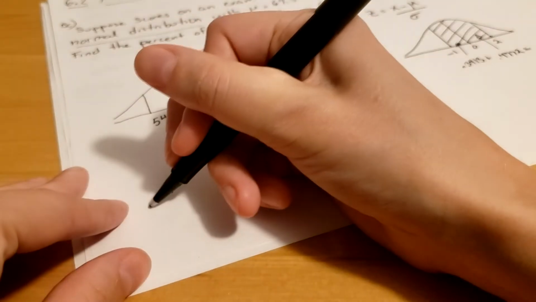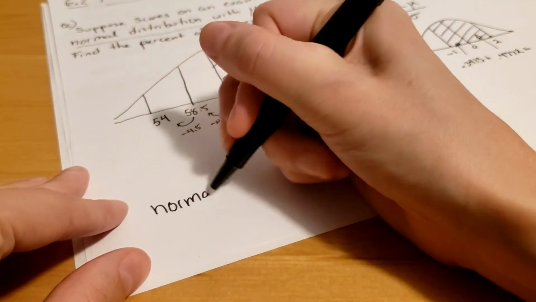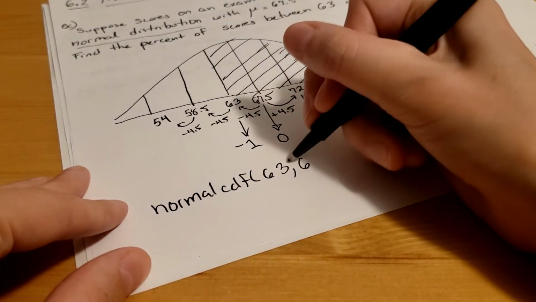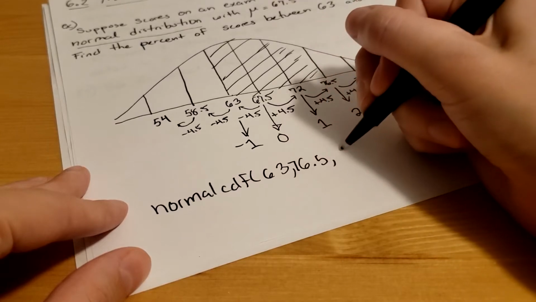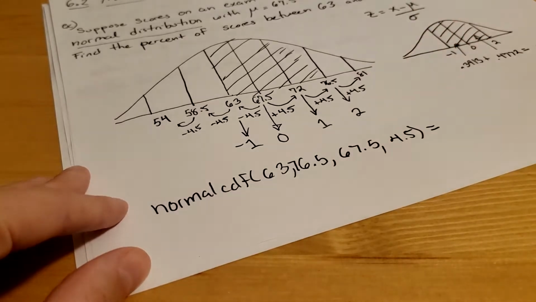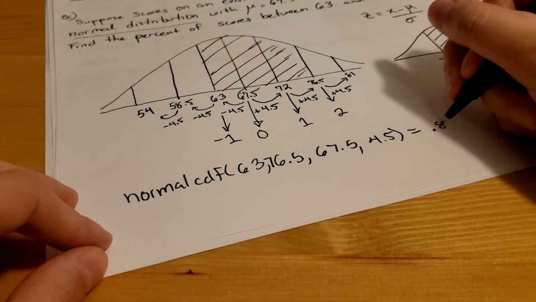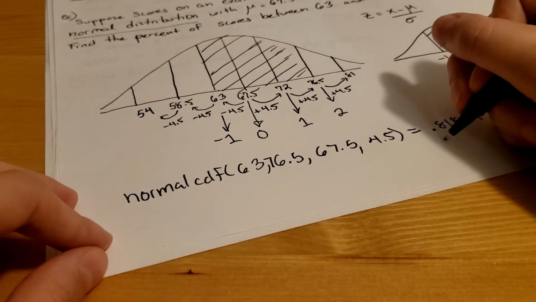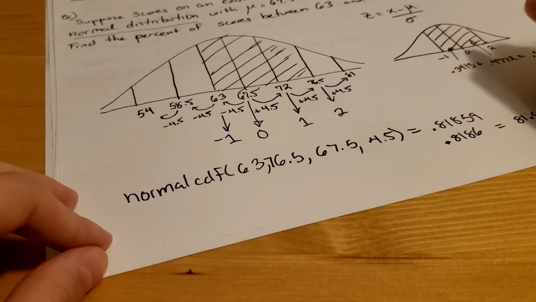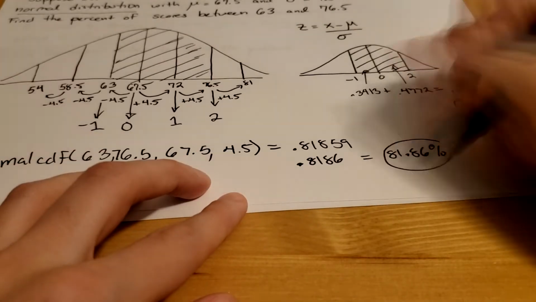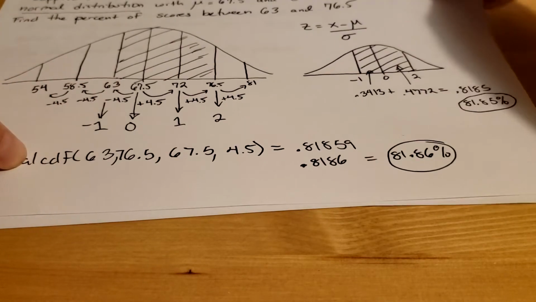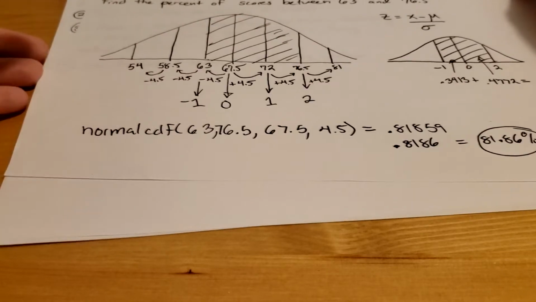So what you would put in your calculator directly is this: normal CDF, 63, 76.5, 67.5, 4.5. Then we would hit enter, and we end up getting 0.81859, which rounds to 0.8186, which will give us 81.86%. These aren't exactly the same, but they're close enough. Now we'll go over some steps for how you can solve these problems in general.